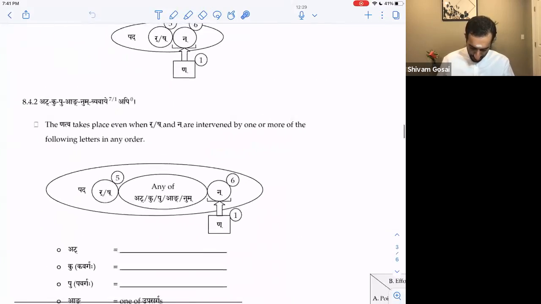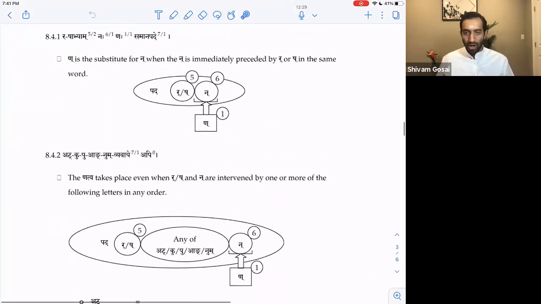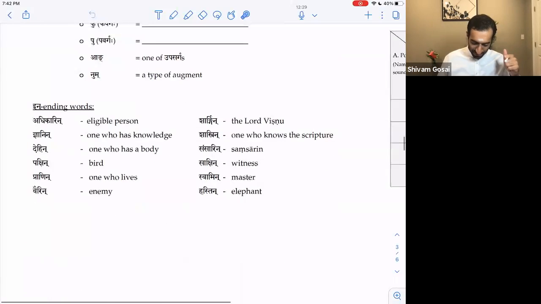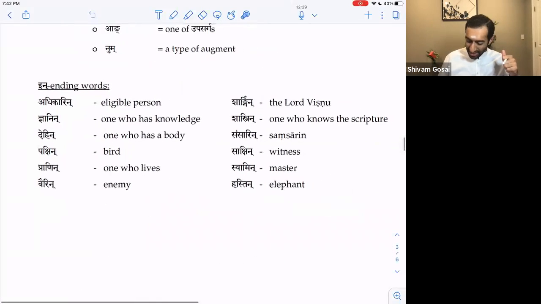Okay, so when ra or sha has to be there, and it's either immediately preceding, or these at, ku, pu letters have kind of got in the middle. They've squeezed themselves in the middle, right? So these are our in-ending words.